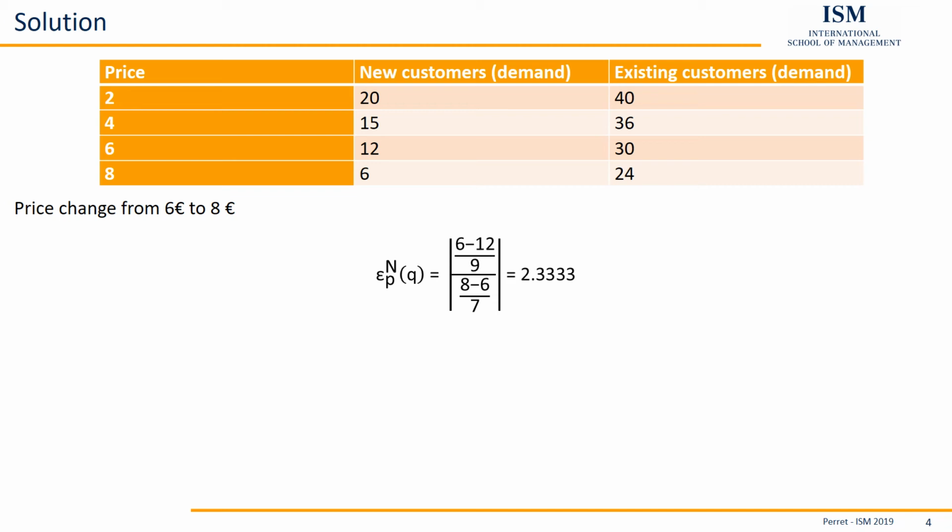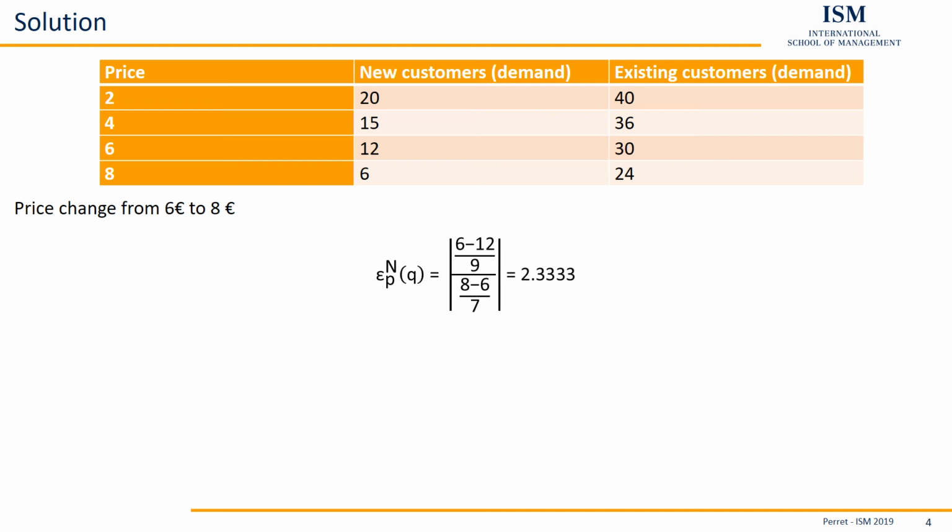So in this case, we have a result larger than 1. So if the price increases from 6 to 8 euros, the new customers will react very strongly. They will react over-proportionally strongly, meaning for a 1% price increase, demand will, in this case, decrease or change by 2.33%. Okay, this was the new customers.